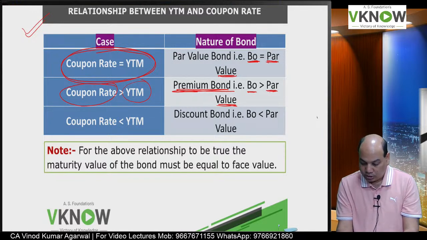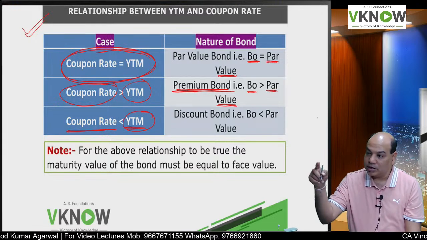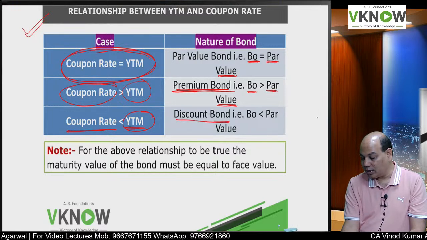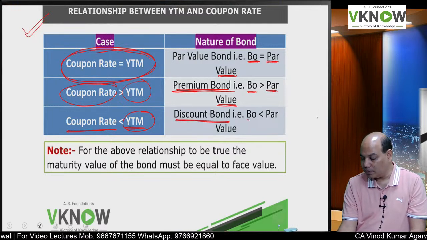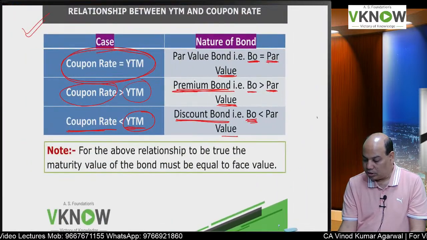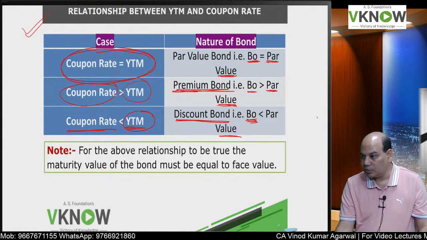So the present value of the bond, the price of the bond, will be more than its face value. But if coupon rate is less than YTM, or YTM is greater than coupon rate, it means the bond will be trading at a discount. That is, the price of the bond today is less than its par value. These are important hints while solving the problem.